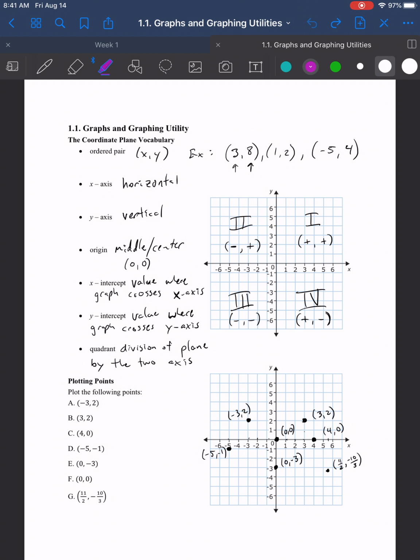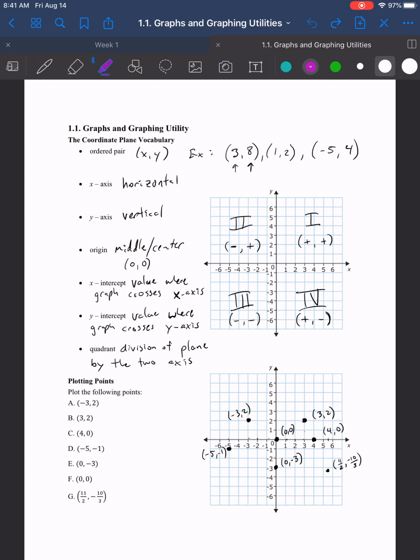You can't flip-flop them. You can't change them around and have it still be the same ordered pair unless they happen to be the same number. Some examples of this might be (3, 8), (1, 2), or (-5, 4). All of those are ordered pairs, and something like (3, 8) is not the same as (8, 3). So you can't just flip-flop them like that.